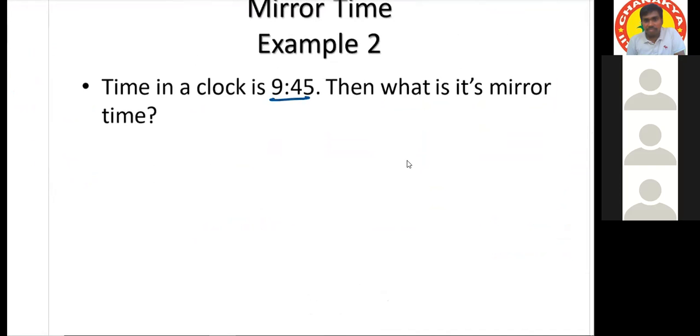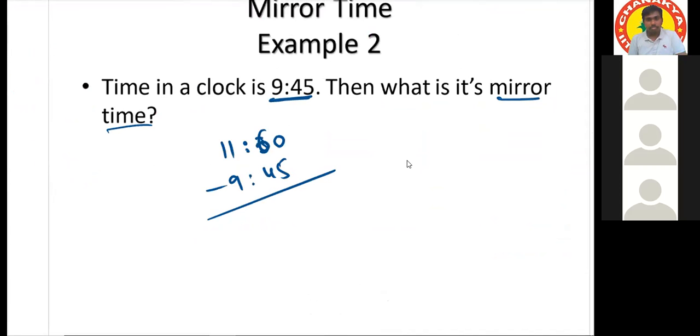Time in a clock is 9:45. Then what is its mirror time? So simple, subtract from 11:60. 11:60 minus 9:45 will be 2:15.